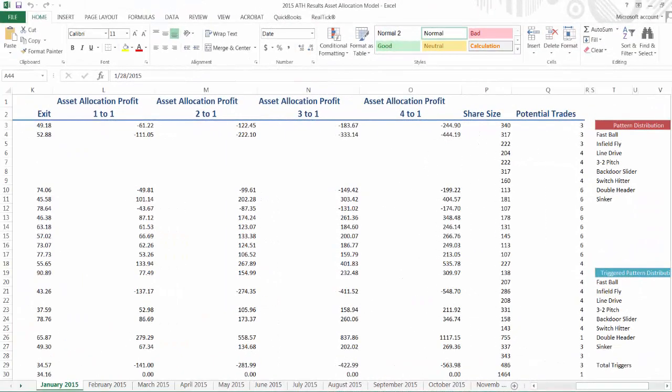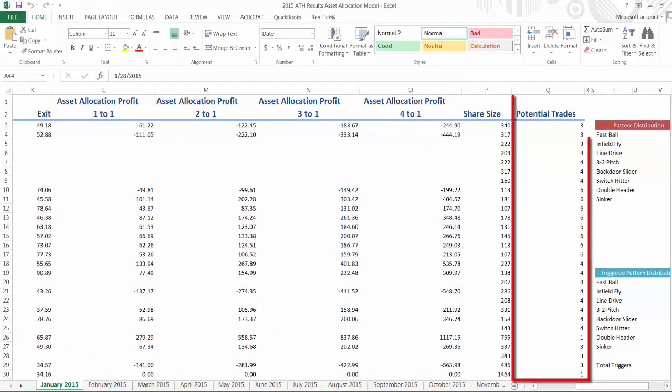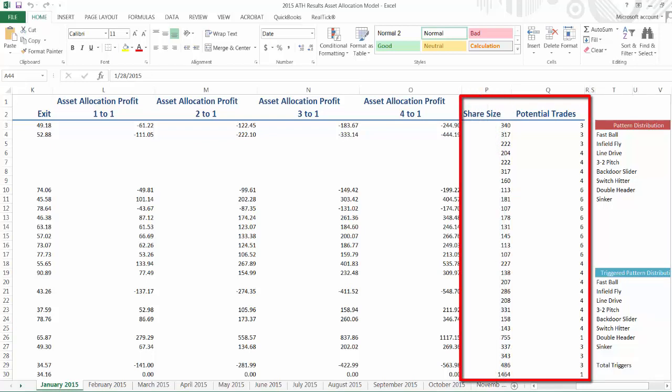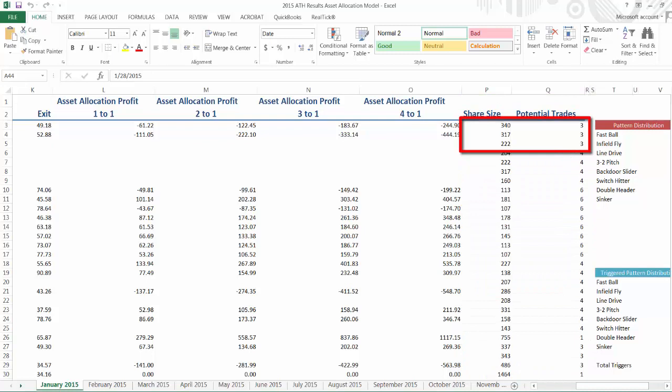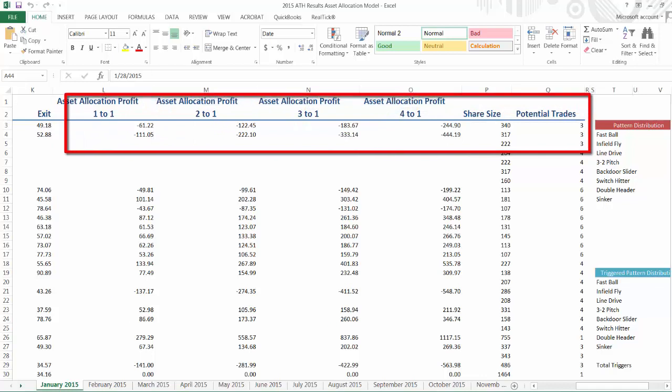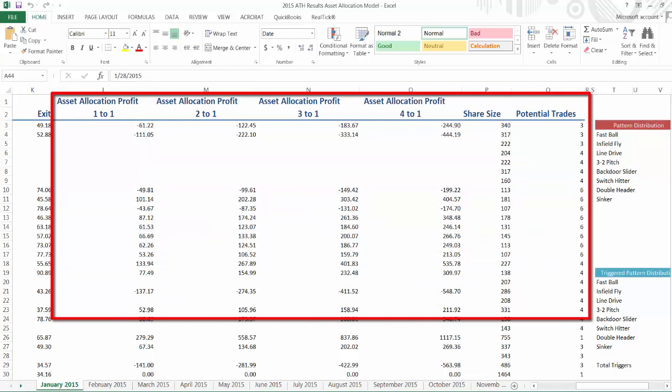Then if you move to the right side of the sheet, you'll see how many potential trades there were on each day in January. Working under the assumption of an equal dollar allocation to each one of the setups, you'll see here what the share size would be. So we see that on a day where we have three trades, we would be looking at share sizes of roughly 340, 317, and 222. Of course, you're going to round those, you're not going to do odd lots, but then look to the left. What we see for each day that there was a trading plan is what the asset allocation profitability was.